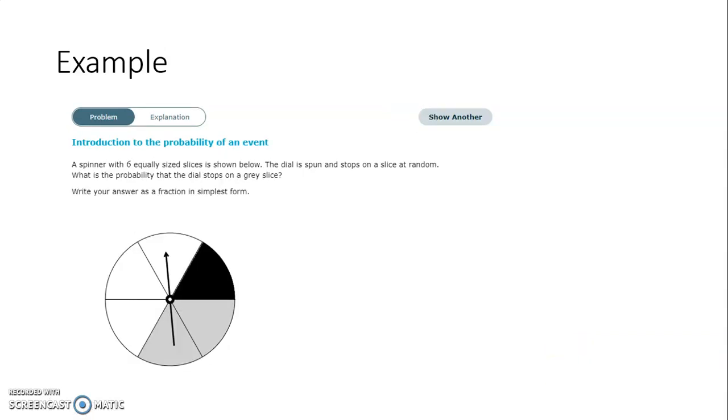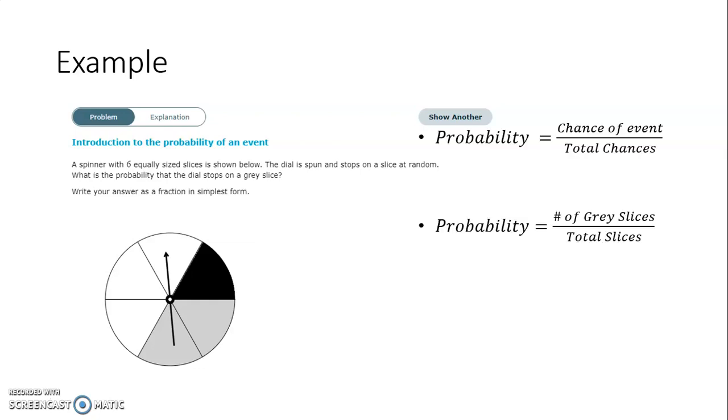Okay. I'll let you try another example. I'll pause for just a second. Okay. Hopefully you've had a chance to read and answer this question. Here, same probability definition, the number of gray slices over total slices. Here that's 2 over a total of 6. Don't get distracted by the fact that there are white slices and black slices. Here we just care about the total gray over the entire total. That's 2 over 6, which simplifies, of course, to 1/3.